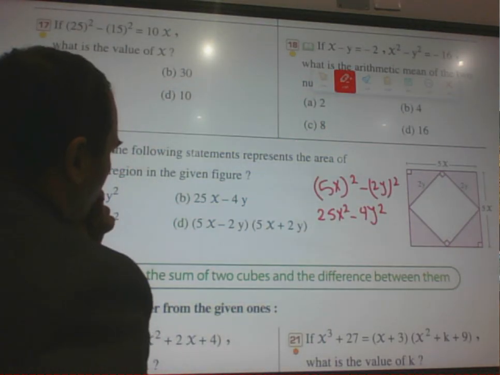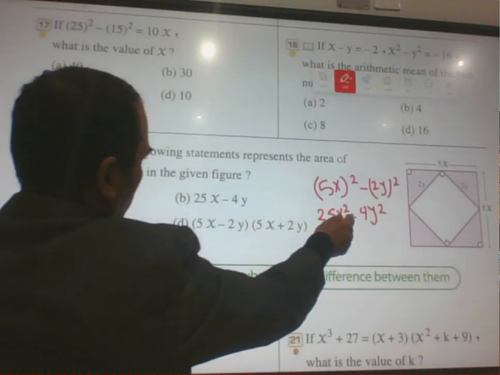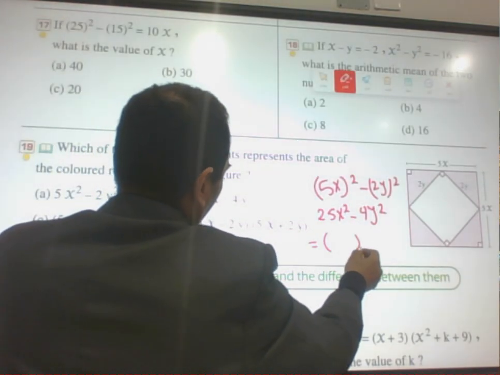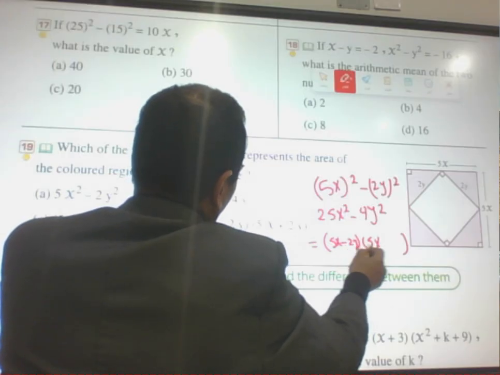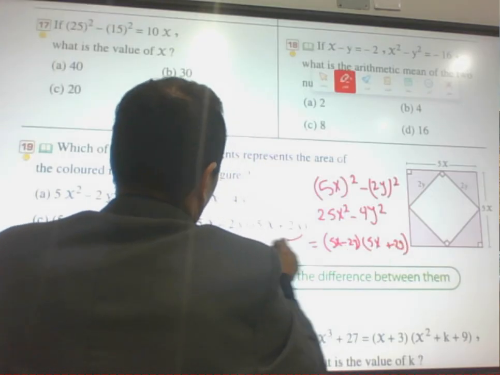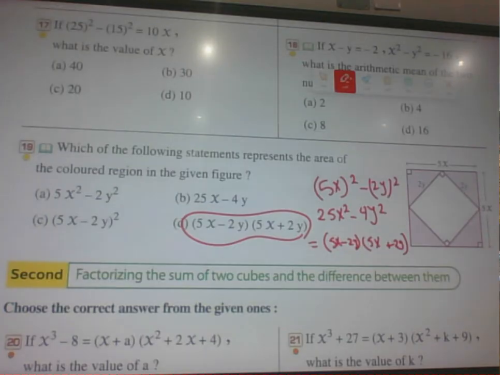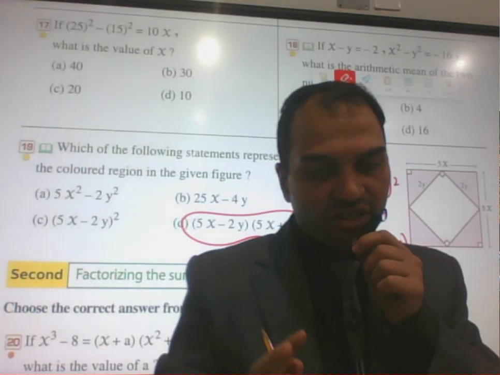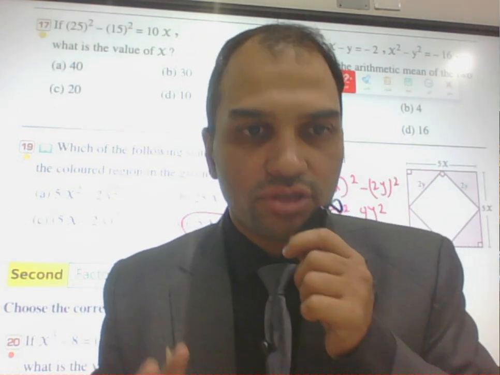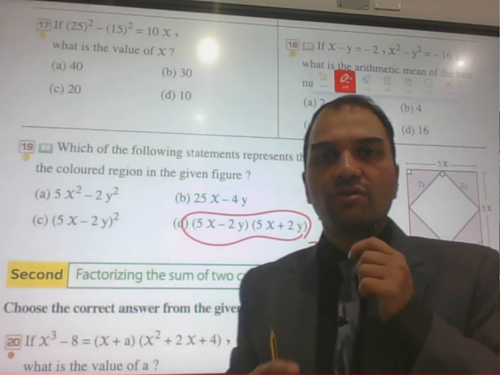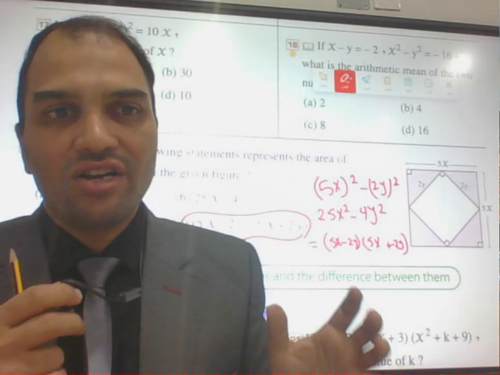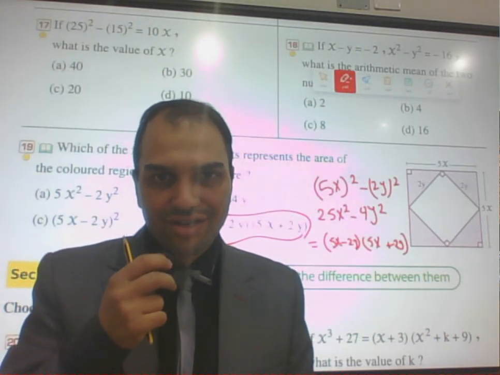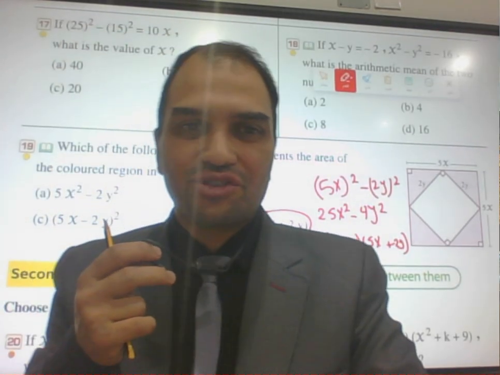The answer can be like this, or you can also factorize it completely into two brackets: 5x plus 5x and negative 2y plus positive 2y. That is the answer to this question. Okay, we finished the first type of questions about factorization, the difference between two squares. My students, understood? Next time I will complete extra questions about factorization of two cubes. Okay, goodbye. Inshallah, I will continue in the future. Goodbye, my students.